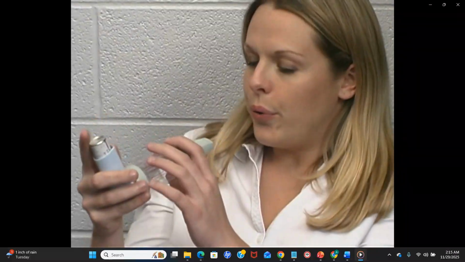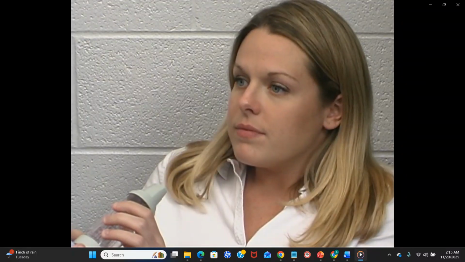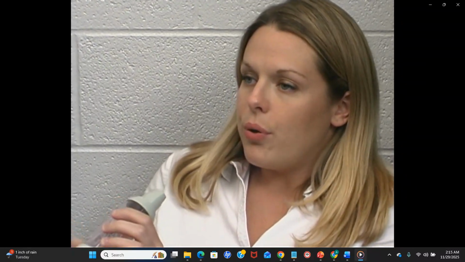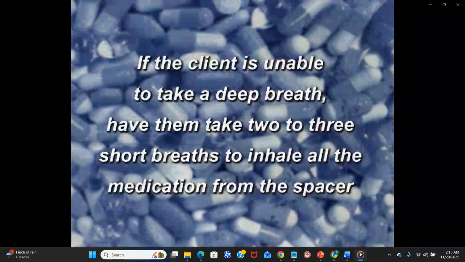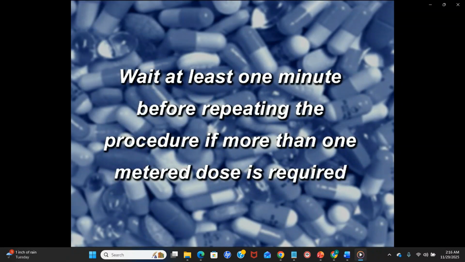Ask the client to breathe out through their mouth and depress the medication canister to dispense the medication into the spacer. They should take a long, deep breath to inhale the medication and hold it for 10 seconds. If the client is unable to take a deep breath, have them take 2 to 3 short breaths to inhale all the medication from the spacer. Wait at least 1 minute before repeating the procedure if more than 1 metered dose is required.